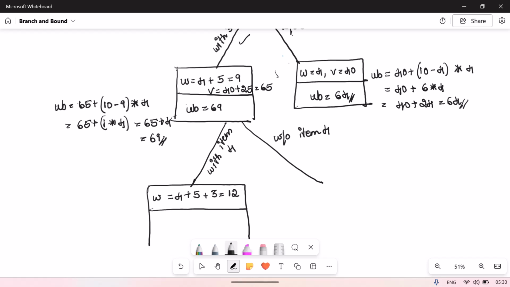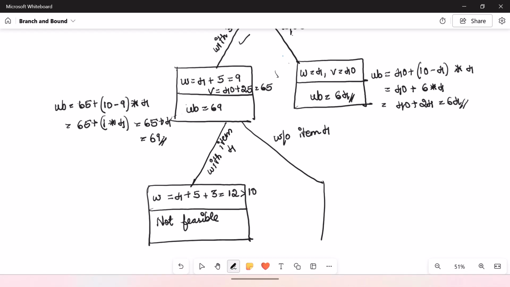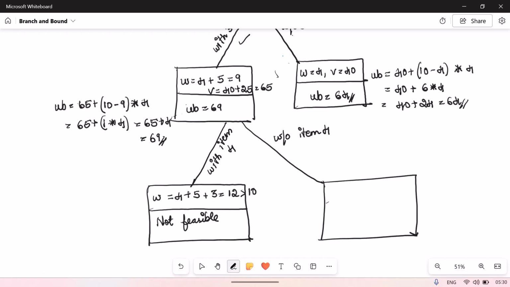So capacity is 10. Weight of the total item is becoming 12. So this is a feasible option or not? This is not a feasible option because it is greater than the capacity itself. So this becomes not feasible. Correct? What about the other side now? So it will be of the previous item. Previous item is having the weight as 9 and the value as 65. So upper bound is 65 plus total capacity 10 minus the weight of the item 9 times.